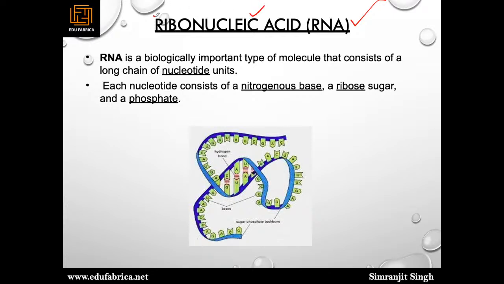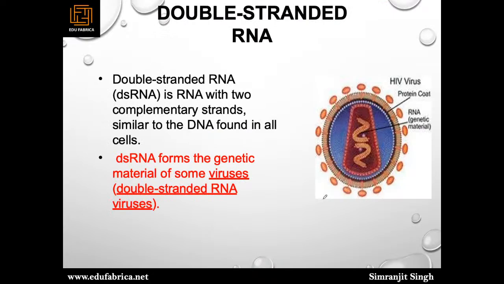It is one of the biologically important types of molecules that again consists of long chains of nucleotide units: nitrogenous bases, ribose sugar, and the phosphate group. But in this case, it is mostly not double stranded. It will be single stranded, then sometimes become double stranded again, and so on. This is how our RNA molecules look. In viruses, exceptionally, they are also double stranded and are found as dsRNA.